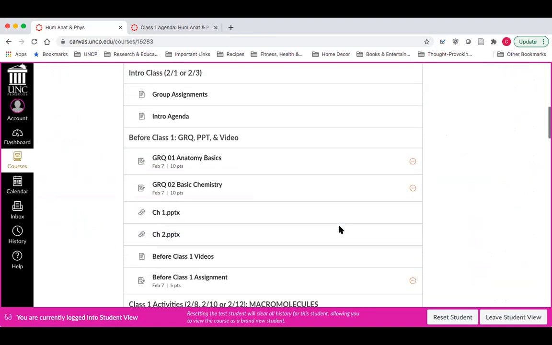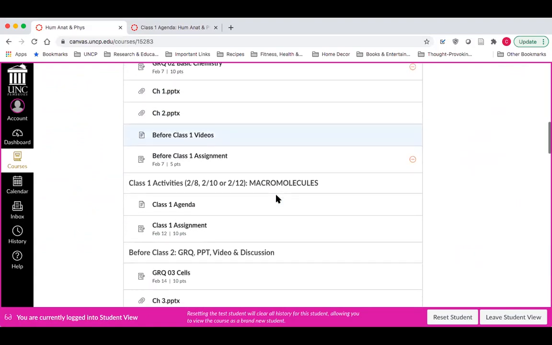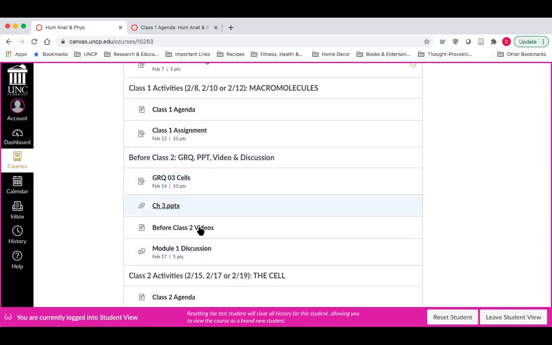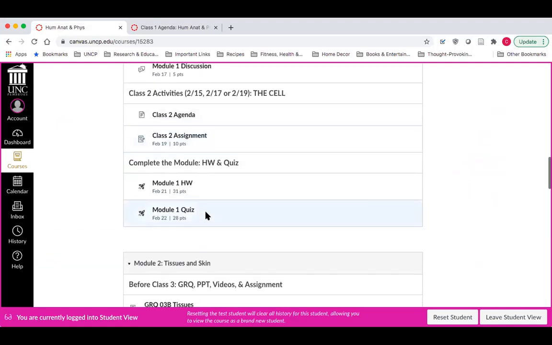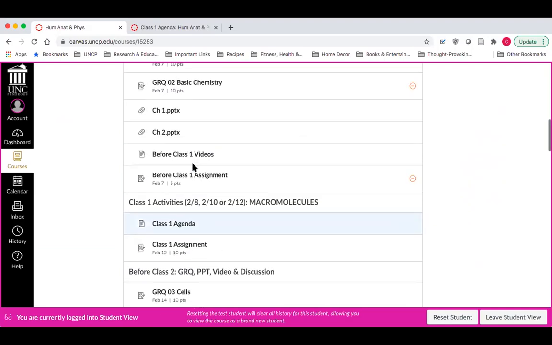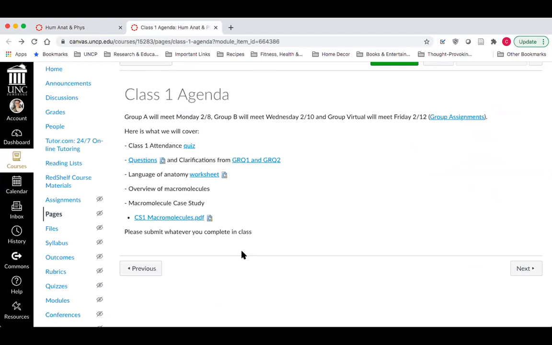So we're here in Module 1. These are the things you guys did before this class, which is great. This is what we're going to do in class today. Again, next week we'll cover cells and we'll move forward with that. You've got a homework and a quiz as well. So if we are here in our Class 1 agenda, this is what the page looks like.